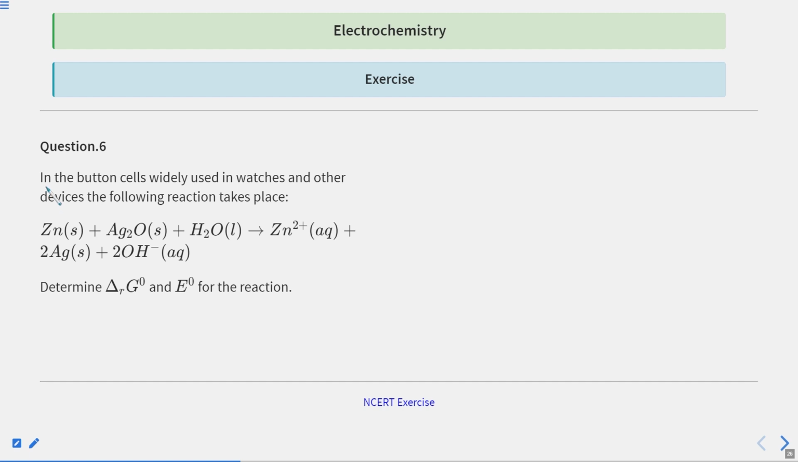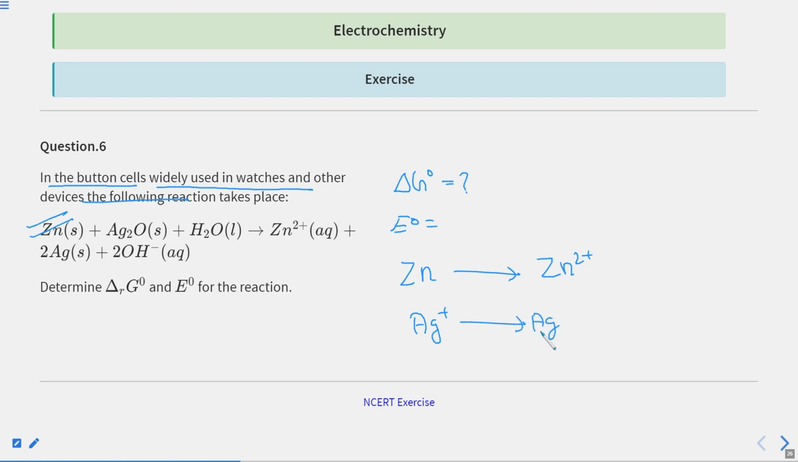So we have the next question: in the button cells widely used in watches and all, this is the equation. What we have to find? We have to find delta G naught and we have to find E naught. First of all, we will find E naught. Write the reduction half reaction and oxidation half reaction. I'm writing it here. We are going from Zn to Zn2 plus, and Ag plus to 2Ag. Is it good? Yes.